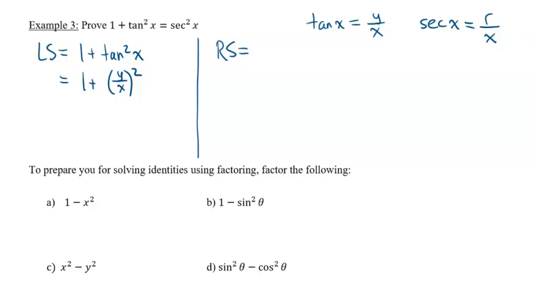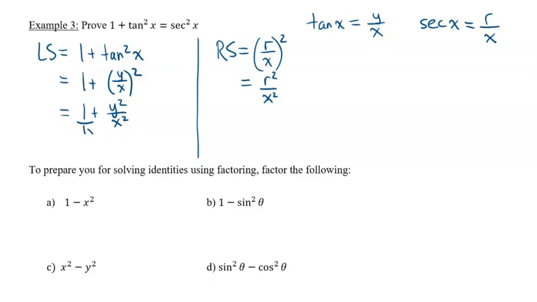So on the right side, we have r over x all squared. So if I work a little bit further with the left side now, what I'm going to get is 1 plus y squared over x squared. And then on the right side, I'm going to get r squared over x squared. Now, at first glance, it doesn't look like we can get things to be the same, but what do we know about adding fractions? Well, in order to add fractions, we need to have a common denominator. Right now, the denominator of the left side is 1 over 1, so the denominator is 1.